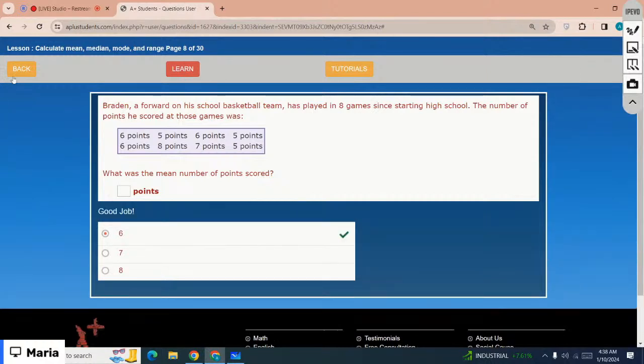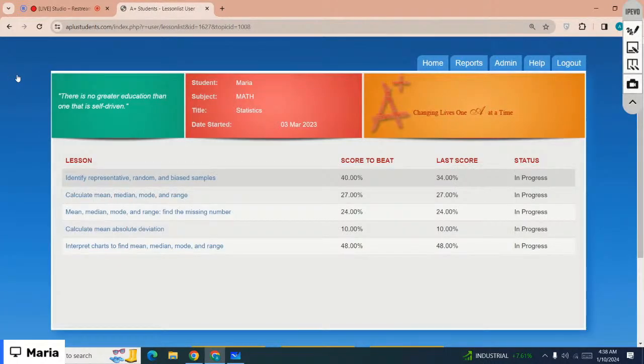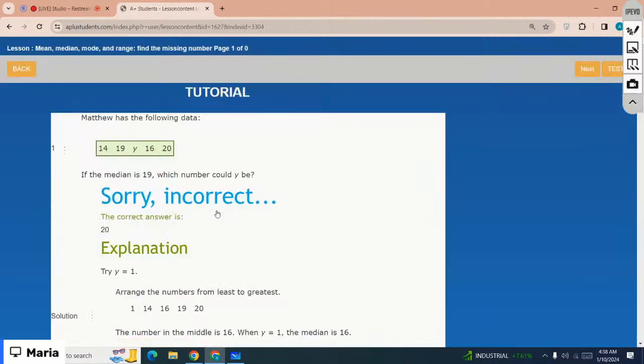Okay, you can complete the lesson by yourself later today. Let me just move on to the next lesson. The next lesson is mean, median, mode, range, find the missing number. Let's just start with the next lesson, right?